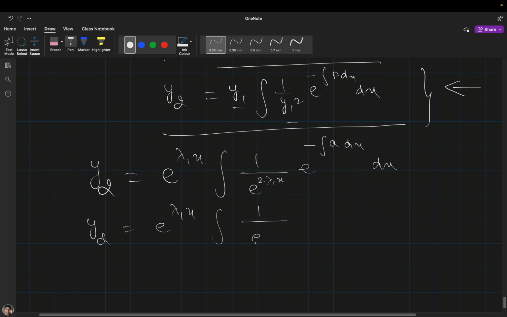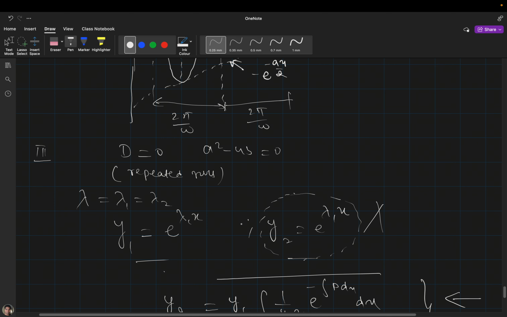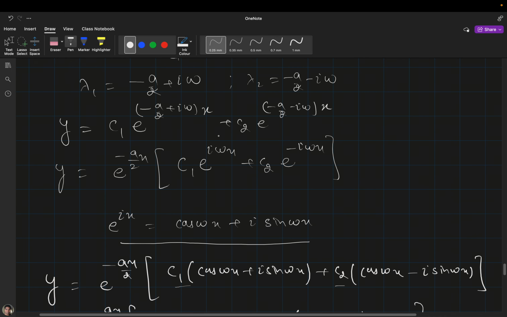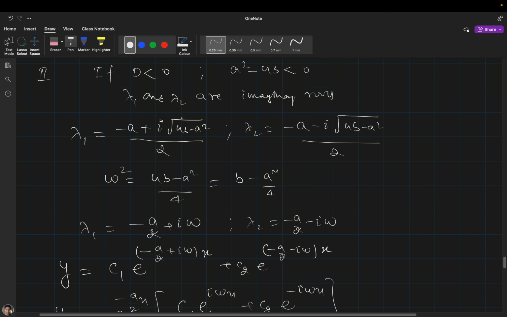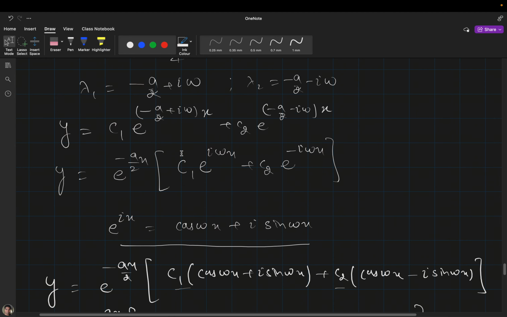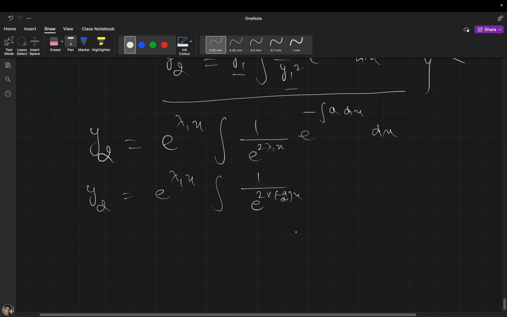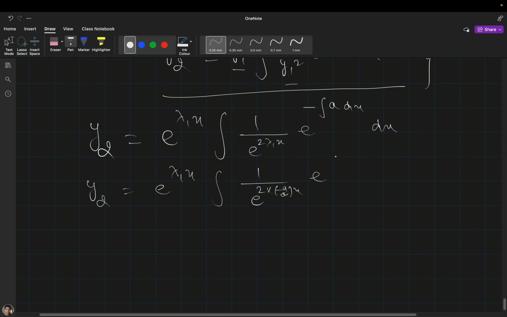So y2 will be e raised to the power lambda 1 x, and 1 divided by e raised to the power, what is lambda 1? Lambda 1 is nothing but minus a by 2. Can you see that? If roots are repeating, which means that lambda 1 equal to lambda 2, you have to just equate the discriminant to 0, because these roots are repeating. So all lambda are nothing but minus a by 2. So I will substitute minus a by 2. This will be minus a x dx.